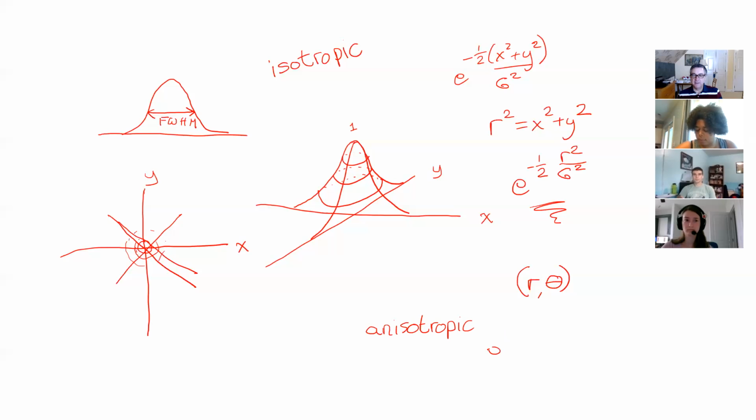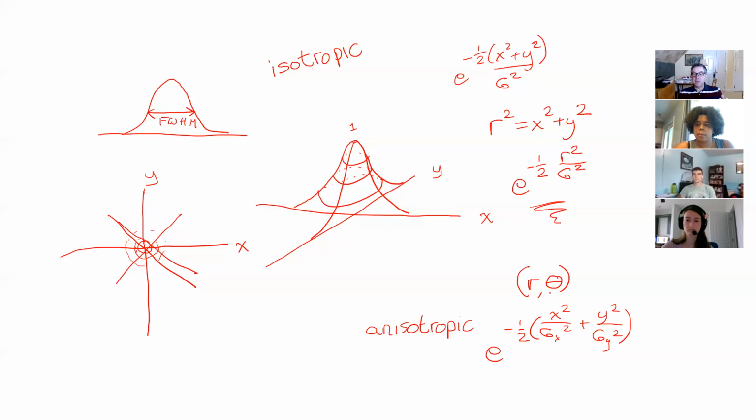Then it would be of the form e to the minus 1/2, where x squared has its own sigma x, and y squared has its own sigma y, and those two could be different, okay? And if that happens, then these contours don't look like circles anymore. It's longer or shorter along one direction and looks more elliptical.